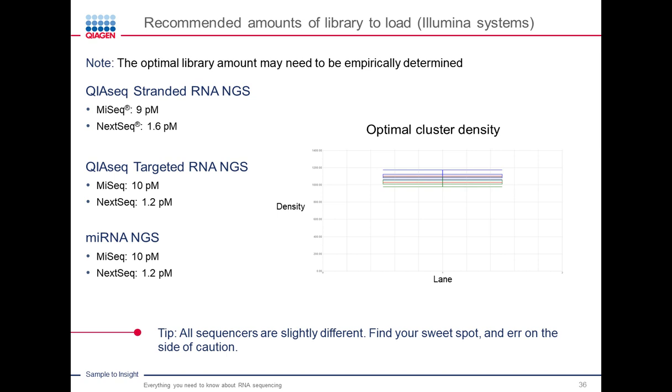And another recommendation involves the amount of library to load on your sequencer. And here we'll just look at Illumina instruments. As a note up front, ultimately the optimal amount may need to be empirically determined. However, some basic guidelines are that for the QIAGEN stranded, 9 picomolar on a MiSeq, or 1.6 picomolar on a NextSeq. And for both QIAGEN targeted RNA NGS and microRNA NGS, we recommend 10 picomolar or 1.2 picomolar. And again, all sequencers are slightly different.